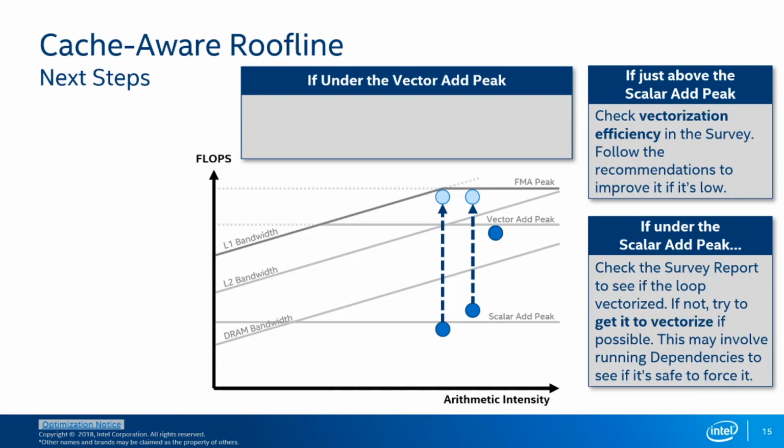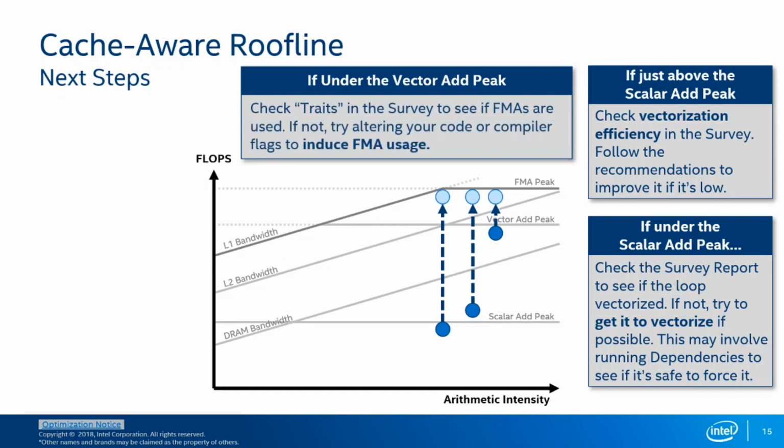If you land somewhere near vector at peak, but still under the FMA, it could be an issue that we're not using FMA. So we can induce FMA usage and move up in the Y direction again. One important thing to understand about the roofline model is that it really tells us where we're at in terms of performance. It doesn't really tell us why we're there.